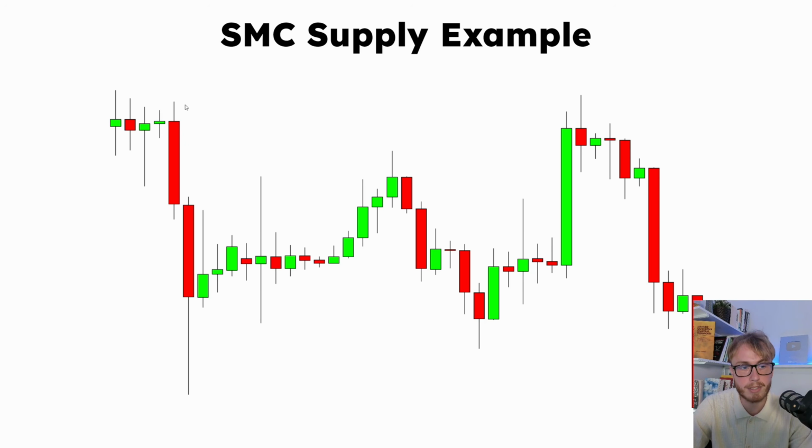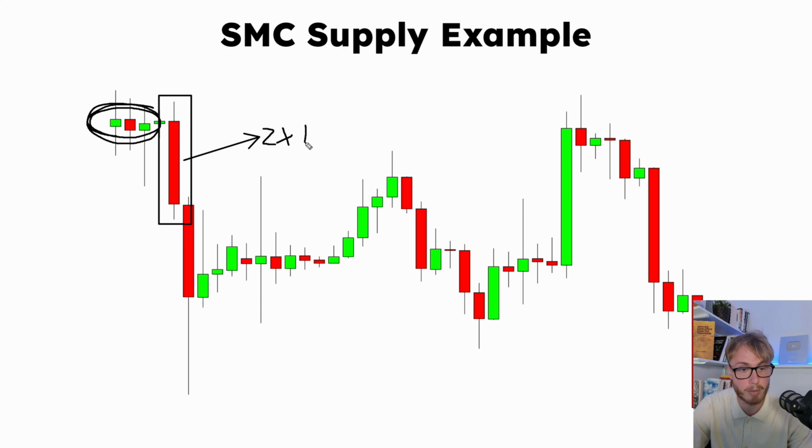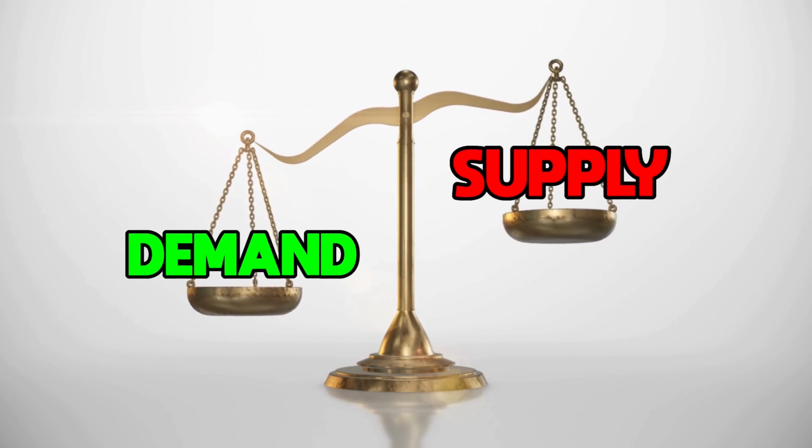The first step is to look for a strong momentum candle. And right here, we can indeed see a strong momentum candle. What we also can notice is that this candle is clearly more than twice the size compared to the real body of the previous candles. In this case, it's maybe almost like 10 times as large. So here we have a very strong momentum candle indicating a strong imbalance between supply and demand.